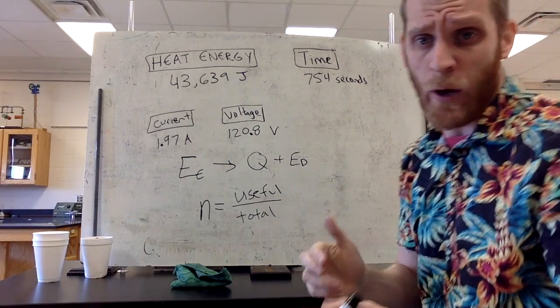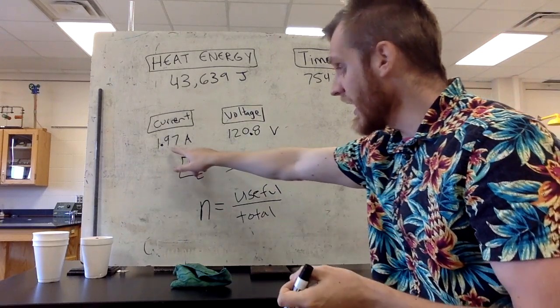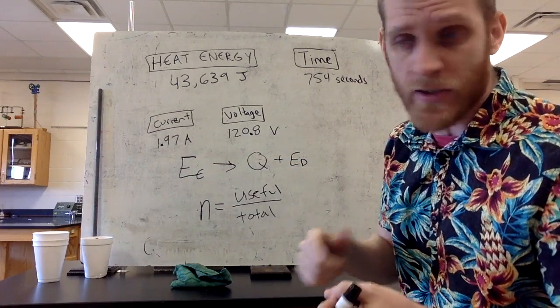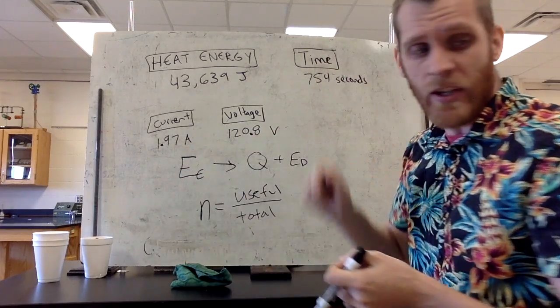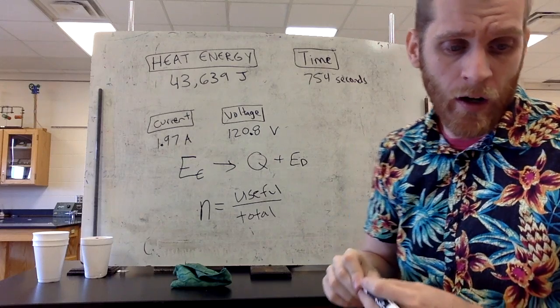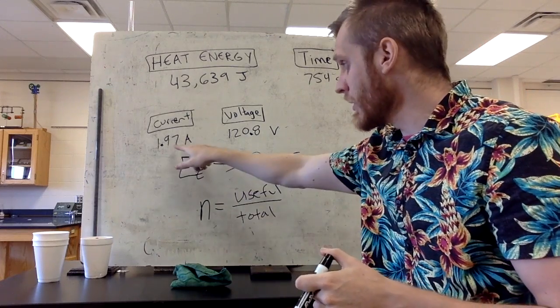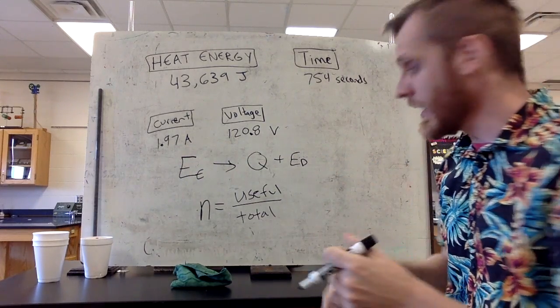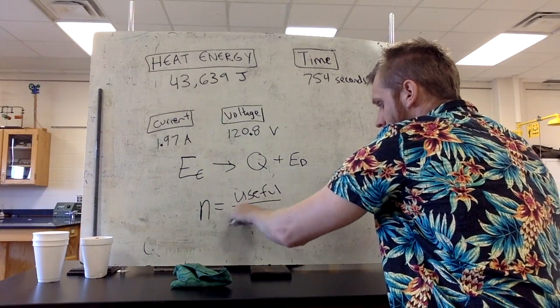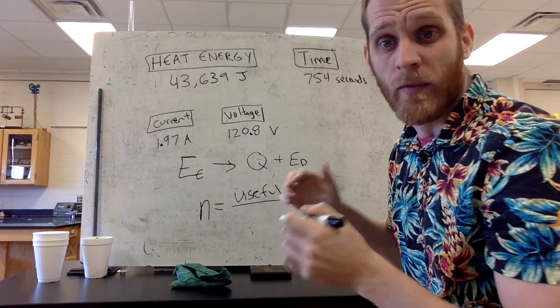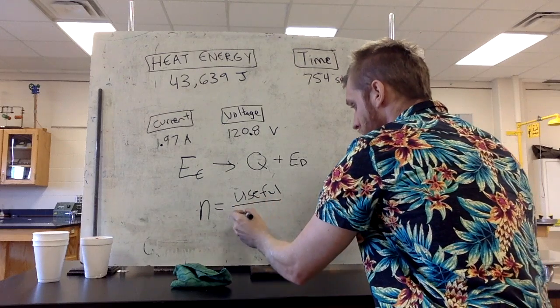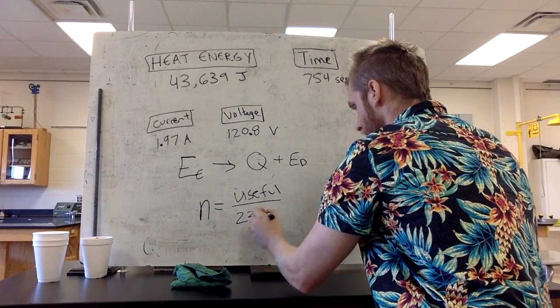Let's see what we got here. I know my total power. My total power is just I times V, because P equals IV for electricity. I take I times V, 1.97 times 120.8, and I get a total power of 238 watts.